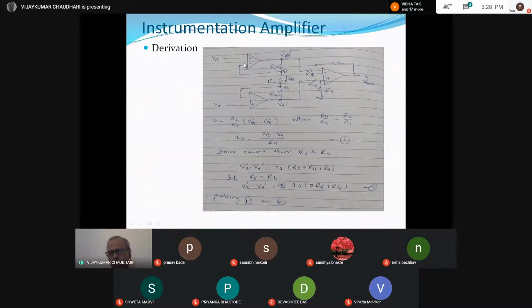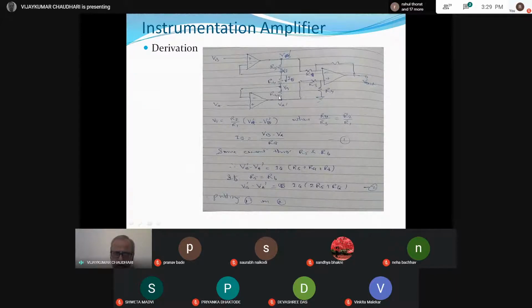Since there is no current inside, there will be no current here also. So this being open circuit, all these resistances will be in series and carrying the same current, right? Carrying the same current. So if they carry the same current, R4, R5, right?